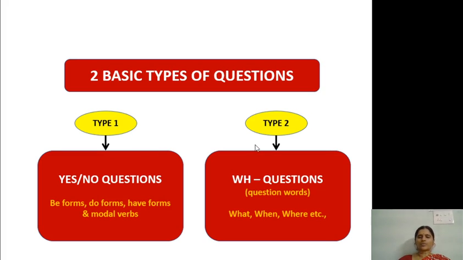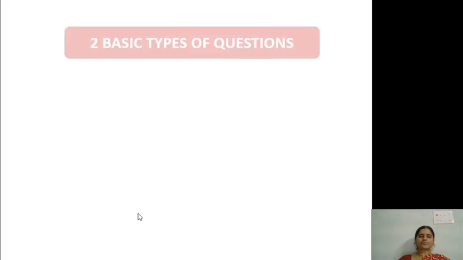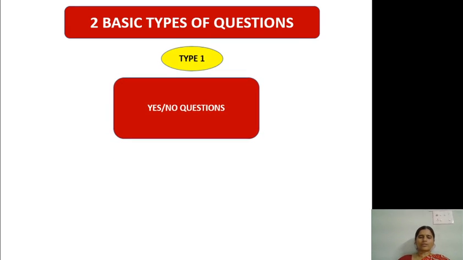So we have two types of questions, yes or no questions and WH questions. Yes or no questions are framed by using be forms, do forms, have forms, and modal verbs. WH questions are formed by making use of question words like what, when, where, etc. Let us take the first type of questions: how we frame yes or no questions by making use of these be forms, do forms, have forms, and modal verbs.